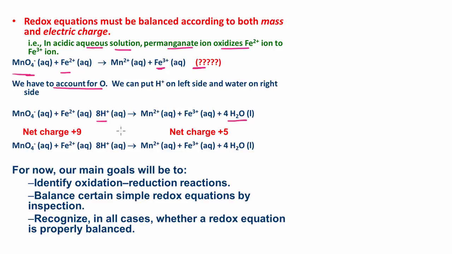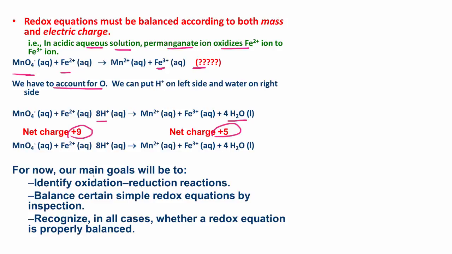Now, on this side of the equation, the net charge is, we have a negative charge plus 2, that's a plus 1. Plus 1 plus 8 is a plus 9 charge. On this side, it's a plus 5. We need to be able to balance for the charge.